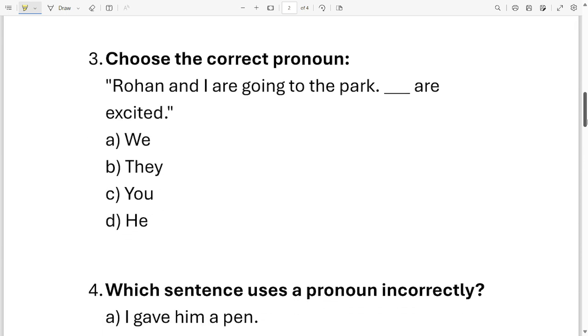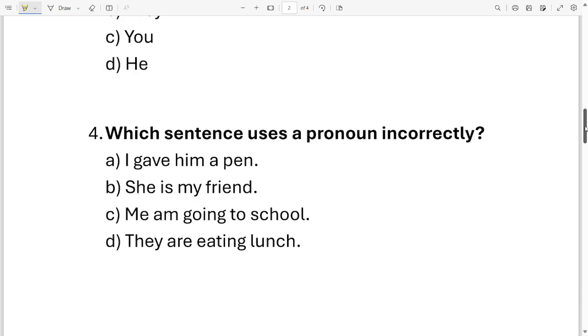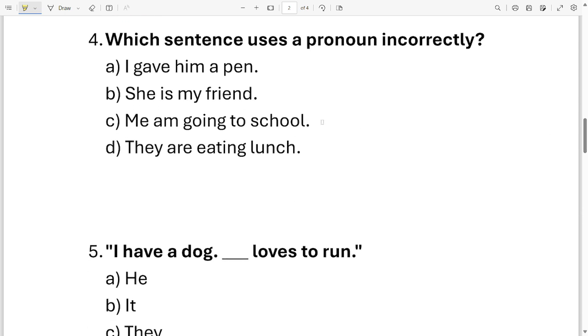Let's see what is question number 3. Okay, question number 3 is choose the correct pronoun. Rohan and I are going to the park. Dash are excited. Which word should I put in this blank? Options are we, they, you, he. These are the 4 options. Which one is correct? Which one should I put in this blank to complete the sentence? It is option A. Rohan and I are going to the park. We are excited.